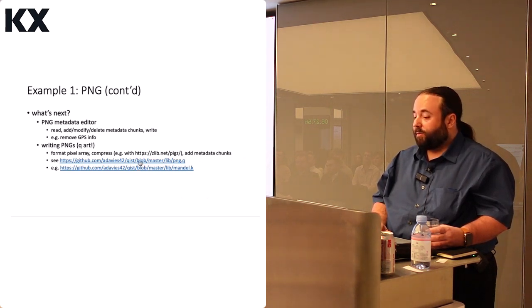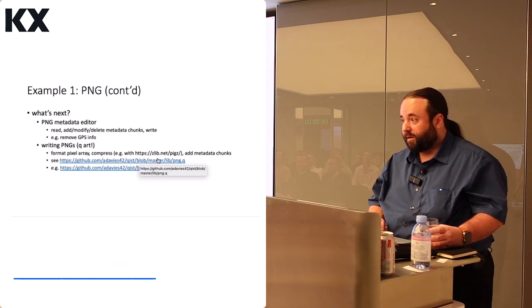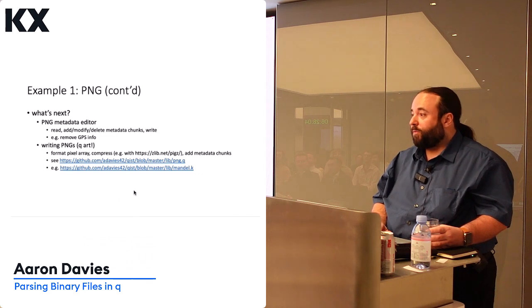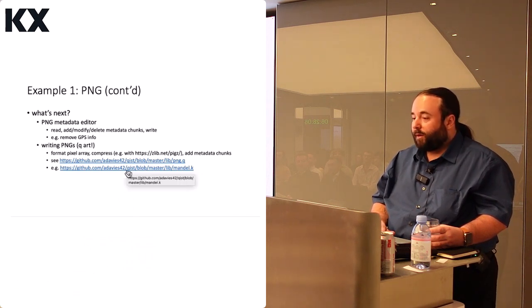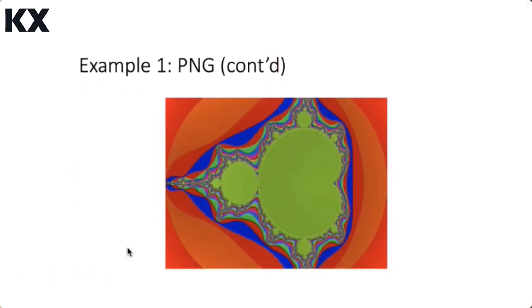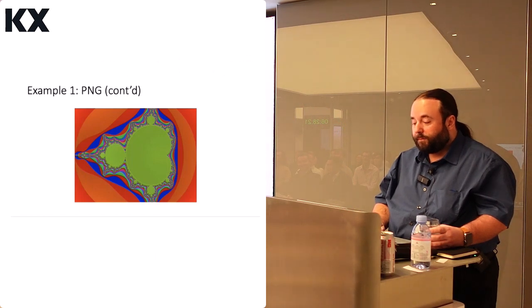So I've put on the GitHub associated with my blog a script, png.q, that contains this code. And I've added that to my Mandelbrot generator written in k, which can now output Mandelbrots in PNG, like this. So you can now use q to do computer-generated art in q and put it out as PNGs directly.